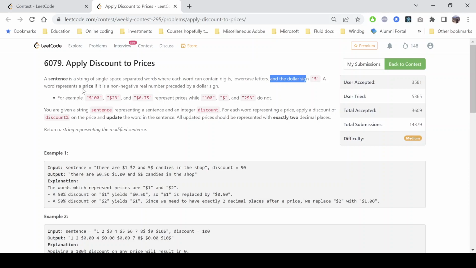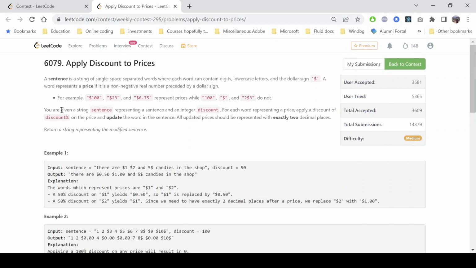Now, a word represents a price if it is a non-negative real number preceded by a dollar sign. That means these three are examples of a valid price. However, these three are not, because in the first one we don't have a dollar, in the second one we just have a dollar, in the third one we don't have a dollar at the first place, rather in between. So these are not valid prices.